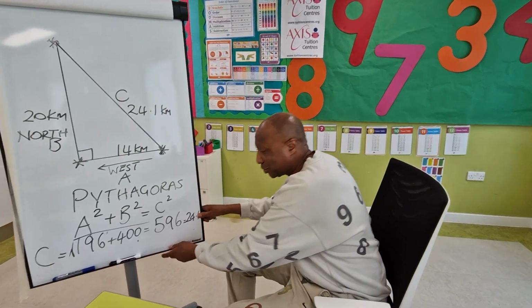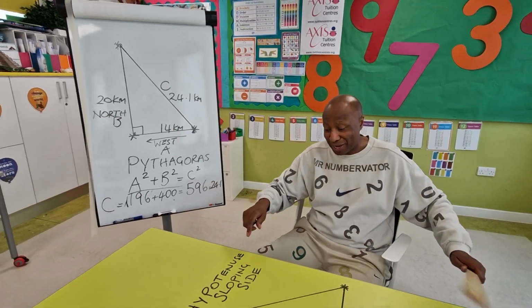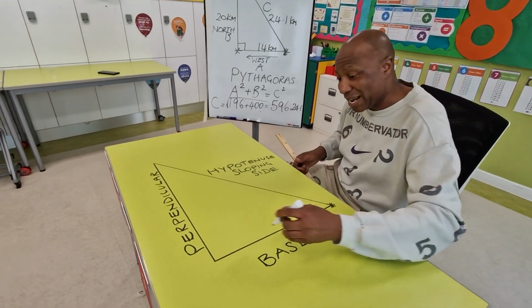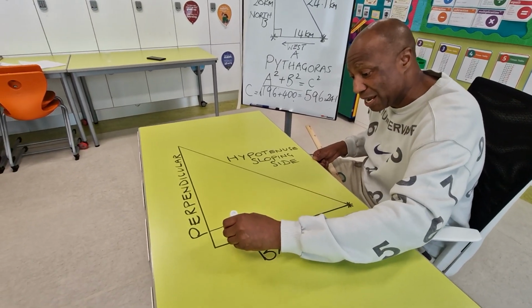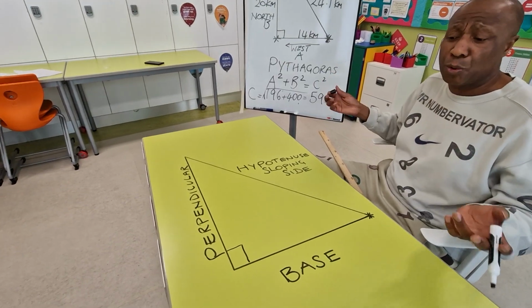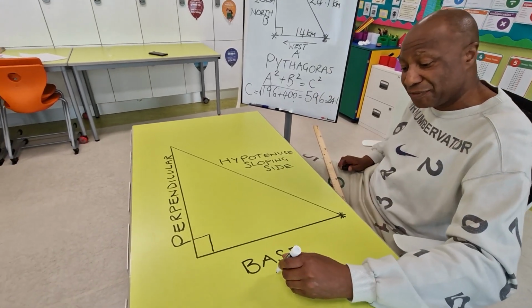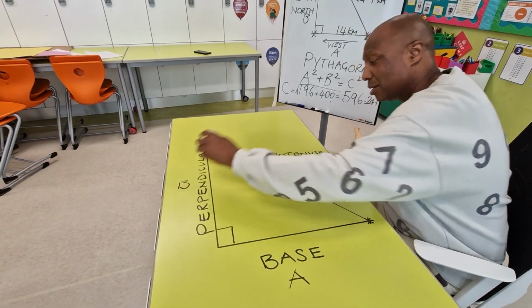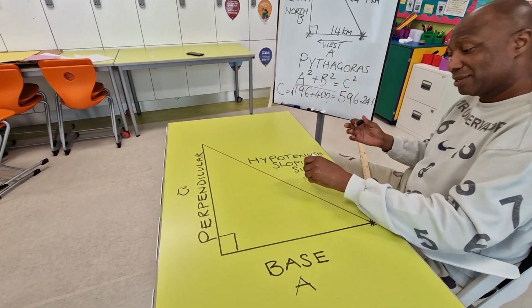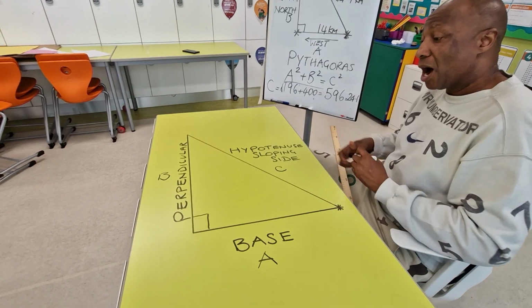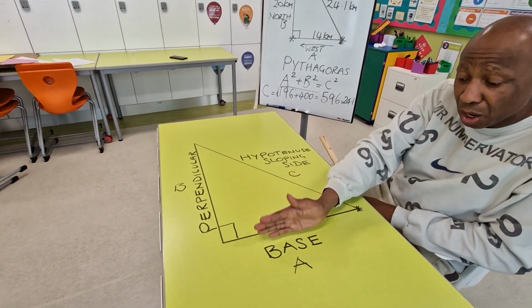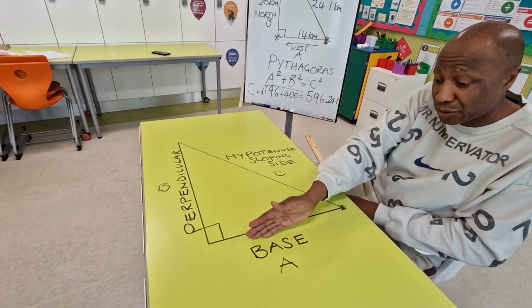Now that we know what to do, let's look at the drawing on my table here. I've drawn my right angled triangle here. I'm going to put the right angle there because we know what it is. And I'm going to say this is side A, this is side B, and guess what this is? Side C. I've written some important bits of language. This is the bottom of my triangle, the base of my triangle.